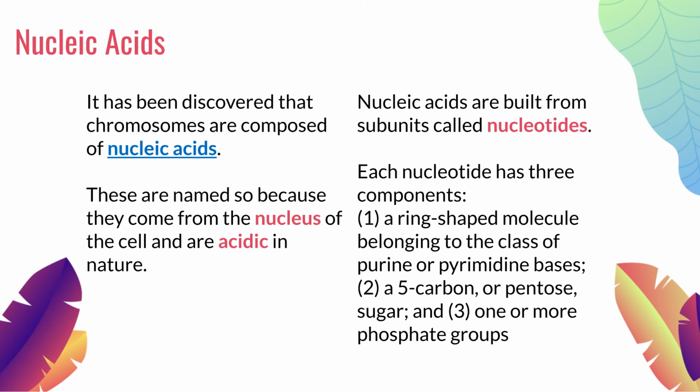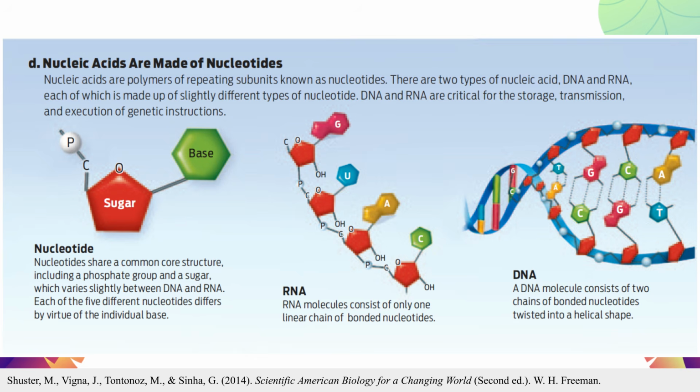Nucleic acids store and transmit genetic information. They are composed of nucleotides. These are named so because they come from the nucleus of the cell and are acidic in nature. Each nucleotide consists of a sugar, a phosphate group, and a nitrogenous base. These components form DNA and RNA.